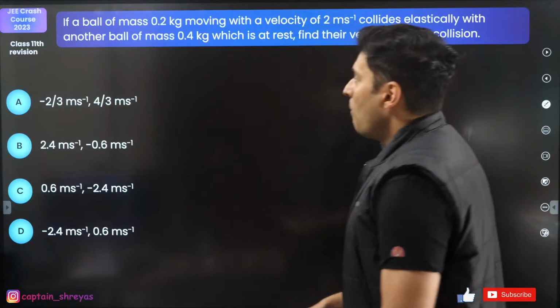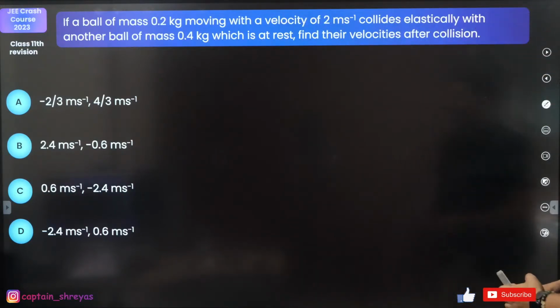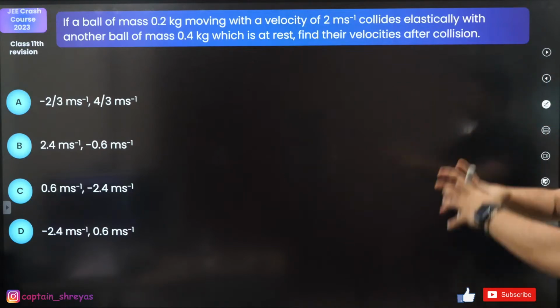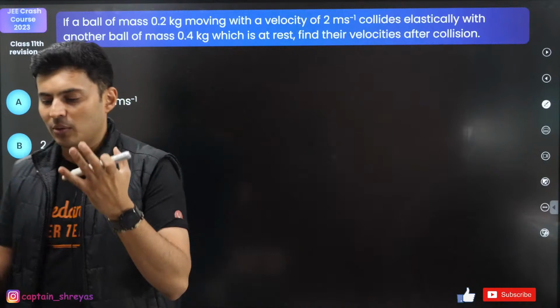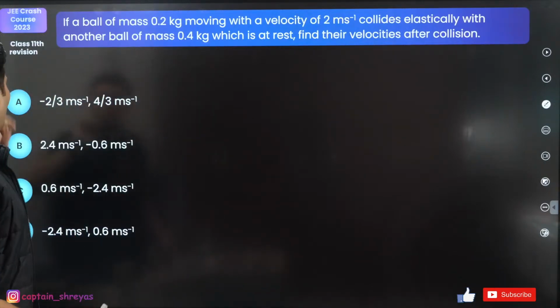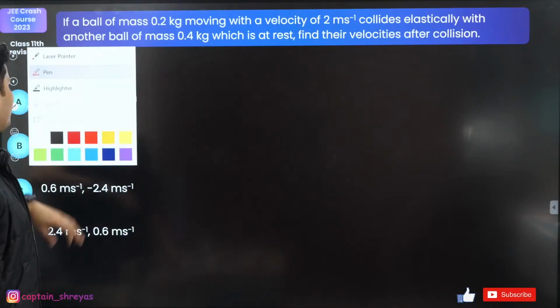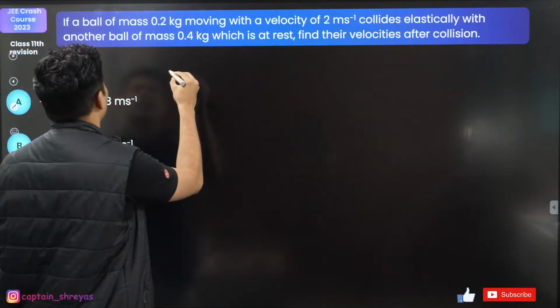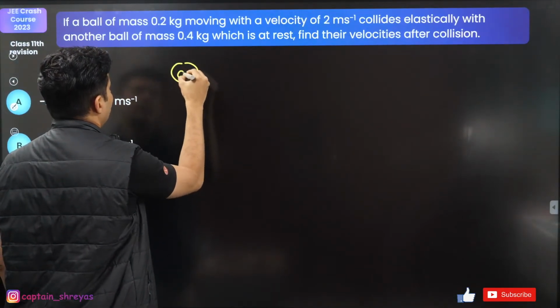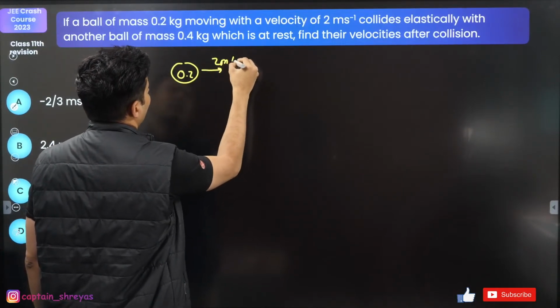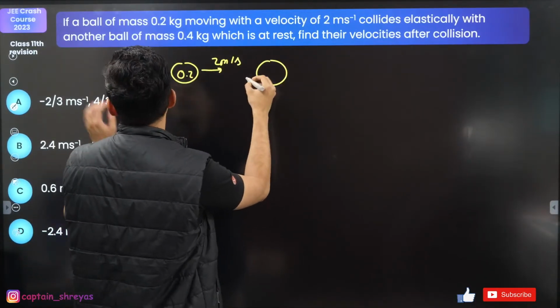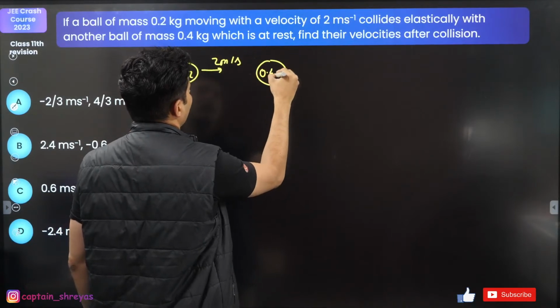Moving on. If a ball of mass 0.2 kg moving with a speed of 2 collides elastically with another ball of 0.4 which is at rest, find the velocities after collision. Like I've been telling you, always show the diagram before and after, visualize the situation and then go ahead. So this is 0.2 kg moving with a speed of 2 meters per second. It hits another mass elastically with 0.4 kg.